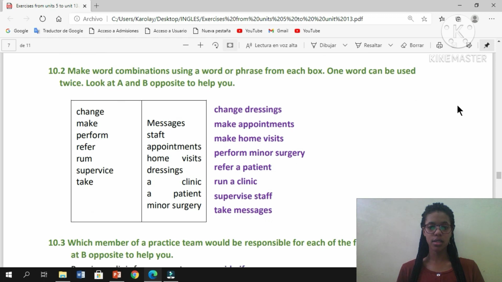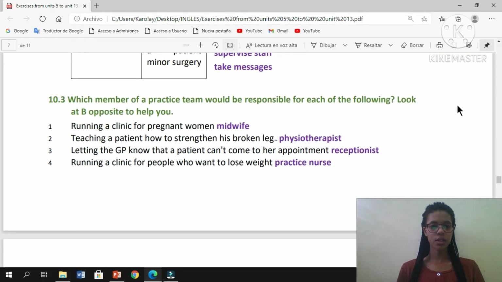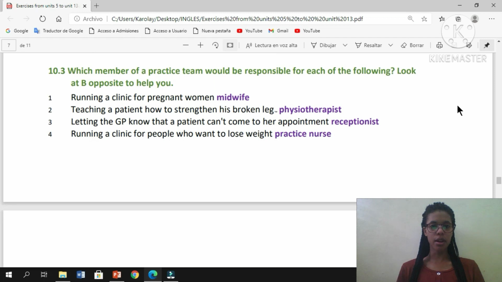Change dressings, make appointments, make home visits, perform minor surgery, refer a patient, run a clinic, supervise staff, take bloods. Which member of a practice team will be responsible for each of the following? Look at A to help you. Running a clinic for pregnant women: midwife.